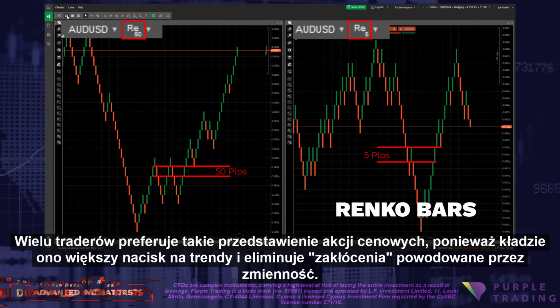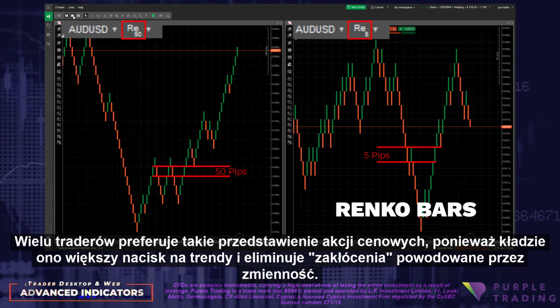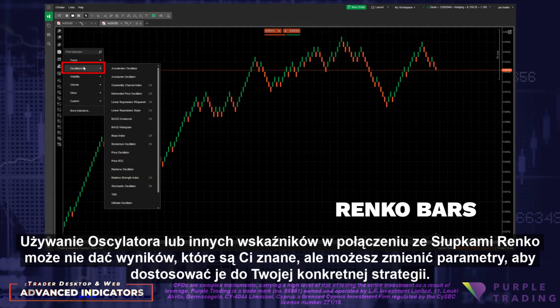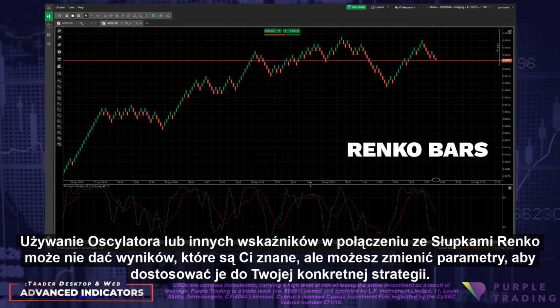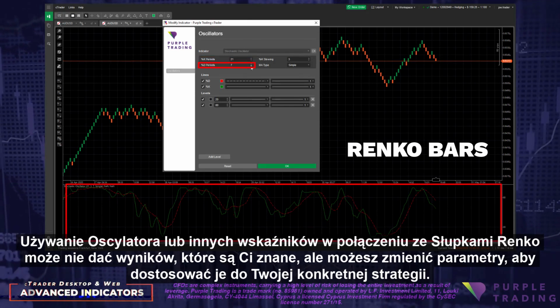Many traders prefer this representation of price action as it displays more emphasis on trends and eliminates the noise created by volatility. Using an oscillator or other indicators in conjunction with Renko bars may not provide the results with which you are familiar, but you may alter the parameters to adapt to your particular strategy.